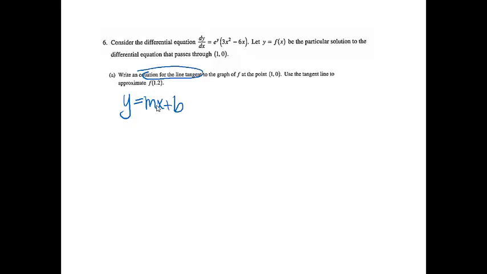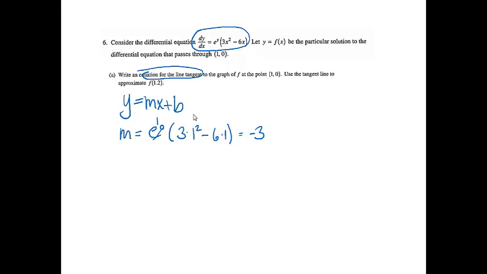On this one, to get m, we know that m is the derivative, and they nicely gave me the derivative. So this is the derivative right here, and we know that it passes through the point (1, 0). To get m, we are simply going to plug (1, 0) into that derivative formula. So it's going to be e^0 times the quantity 3 times 1² minus 6 times 1. And when I do that, e^0 is 1, and then I'll get 3 minus 6, which is negative 3. So my slope is negative 3.